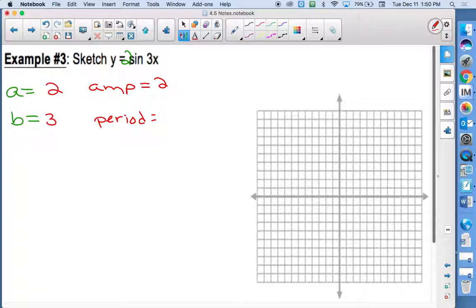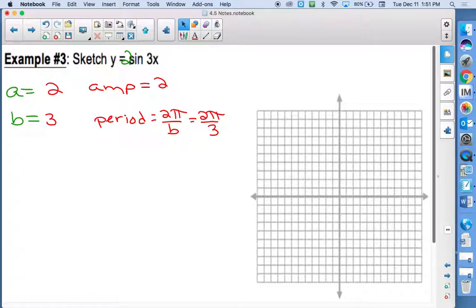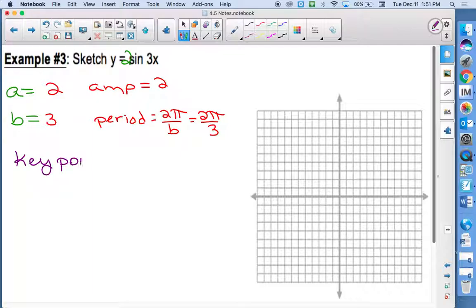Brandon? 2 pi. Right, so it's 2 pi divided by B, and in this case, B is 3. Now, don't give me a decimal. Always keep it exact. So we're looking at the value 2 pi over 3. That's now the distance of our period. So it's shrunk. It's less than 2 pi instead of being more than 2 pi. And then the last thing that you need to find would be what we're using as our key point.